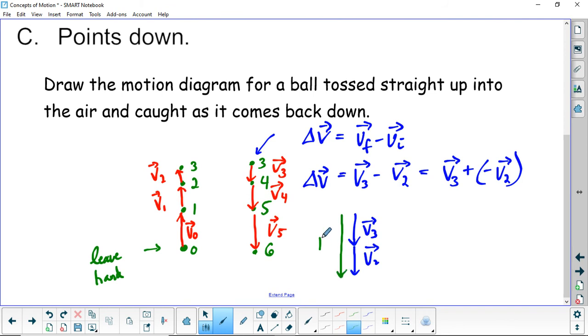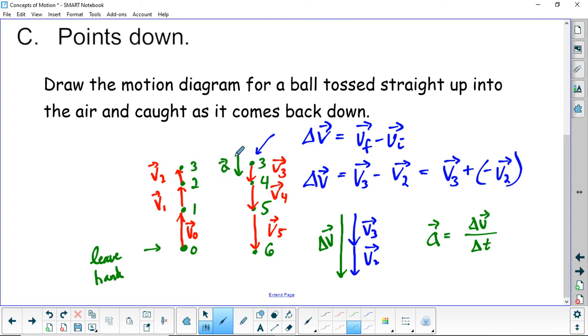This is my delta V, which means my acceleration is in the same direction, because acceleration equals the change in velocity divided by my time interval, and the acceleration is always in the same direction as that change in velocity. So this would be downward. If I put an acceleration vector on here, it'd be like this. At the top of that path of travel, the ball pauses for 1 second, it stops, and it has to have an acceleration downward to start that downward path.